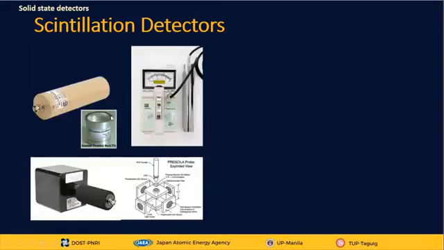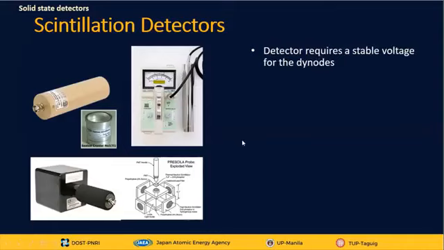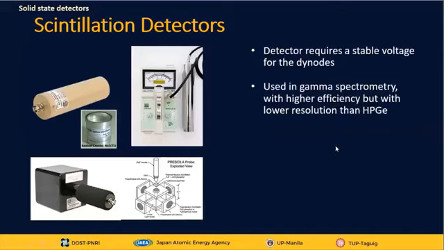These are examples of scintillation detectors. This is a sodium iodide detector, a sealed crystal where the scintillation happens. This is a type of scintillation detector for neutrons with zinc sulfide as the material, and this is a type of contamination meter. In this type of detector, since charge multiplication is very dependent on the dynode voltage, the detector requires a stable voltage supply. This type of detector is used in gamma spectrometry, with higher efficiency than high purity germanium but with lower resolution.